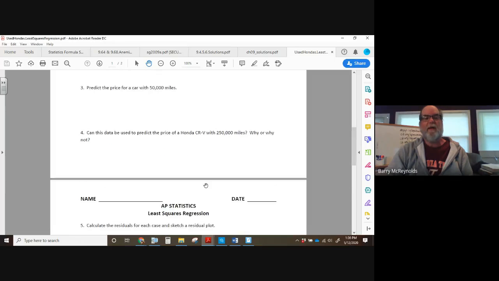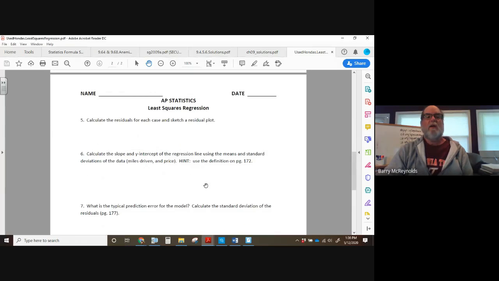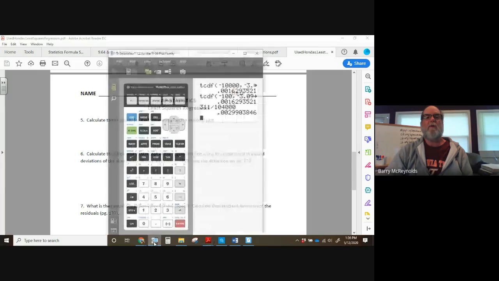And in fact, that's what I ask you to do right here. Calculate the slope and the Y-intercept of the regression line using the means and standard deviations of the data, miles driven, and price. And so to do that, we'll go to our calculator.